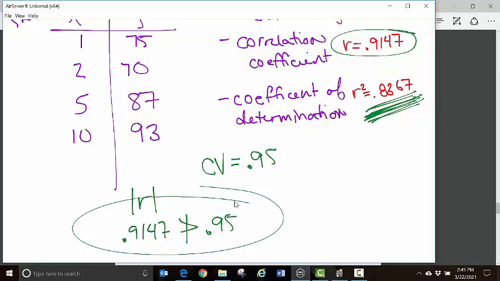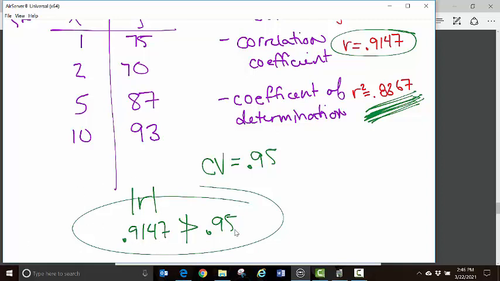Except you need to look at the R squared. So that one, you look at the point, you have to look at this.